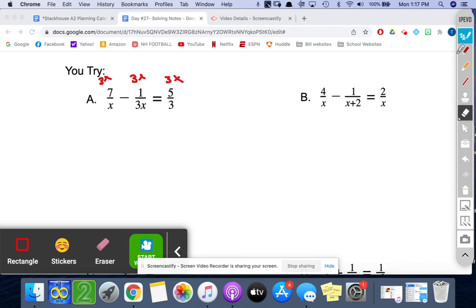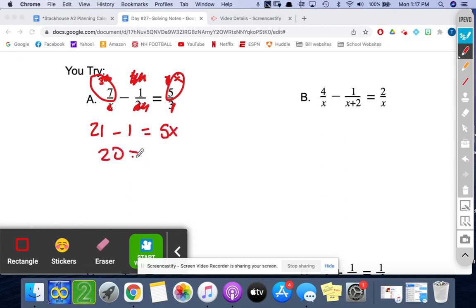Okay. And now what I can do is multiply each piece and now cross out stuff that matches up top and bottom. x and x go away. So I'm left with 3 times 7, which is 21. 3x and 3x go away, so I'm left with just 1. And now 3 and 3 go away, so I'm left with 5 times x, which is just 5x. And now I'm going to solve basically a multi-step equation. So I combine like terms, and then I'll divide by 5 to get x equals 4.